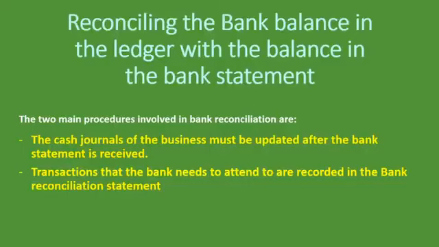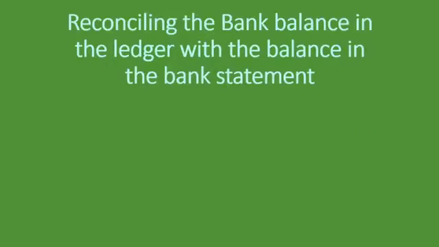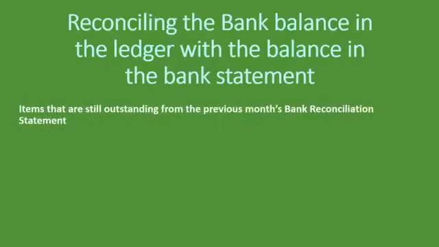But whatever didn't appear in our books but appeared in the bank statement will need to be recorded in our books. So items that are still outstanding from the previous month's bank reconciliation statement. What do you do with this? And I'm sure your question would have something like this, where they tell you the following items appeared in last month's bank reconciliation statement but did not appear in this month's bank statement.